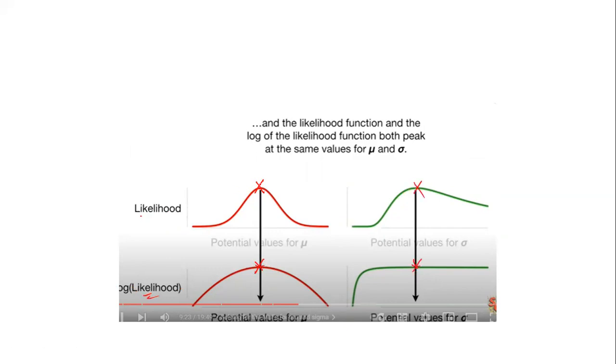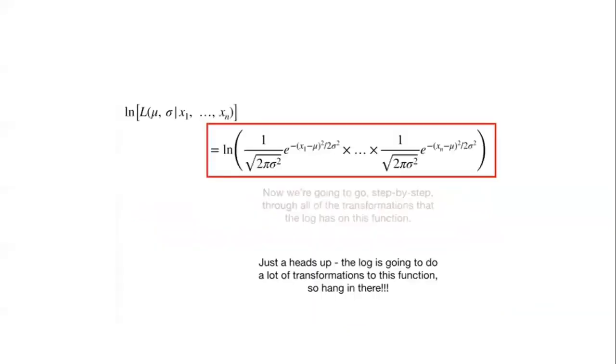For mu also, this is the peak point of the equation before taking log, and the same is the peak point after taking log also. Similarly for sigma, this is the peak point before taking log, and after taking natural log also, this is the peak point. So the point is, when you take the natural logarithm, the characteristics of the equation do not change, and also the derivation becomes simpler. These are the two reasons why we are taking log.